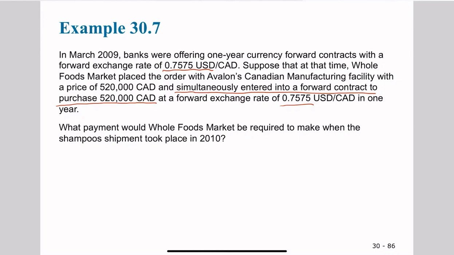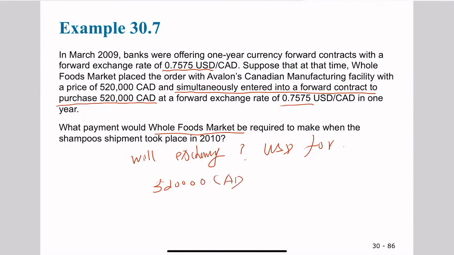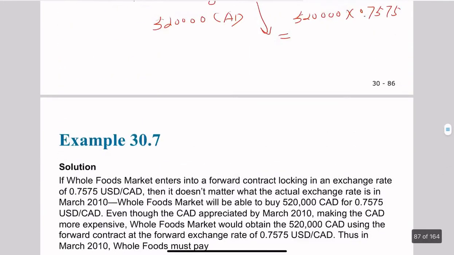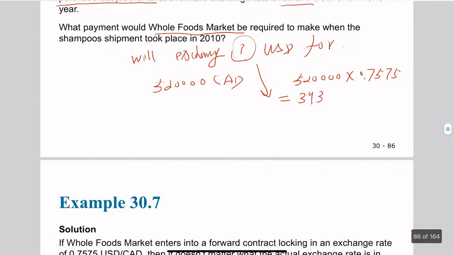So basically, we know that Whole Foods will exchange this amount of US dollars for 520,000 Canadian dollars. Now the question is, how do we get this amount? Well, it's pretty simple, right? So we could just use 520,000 times the forward exchange rate. So what is the number here? So it's 393,900, right?